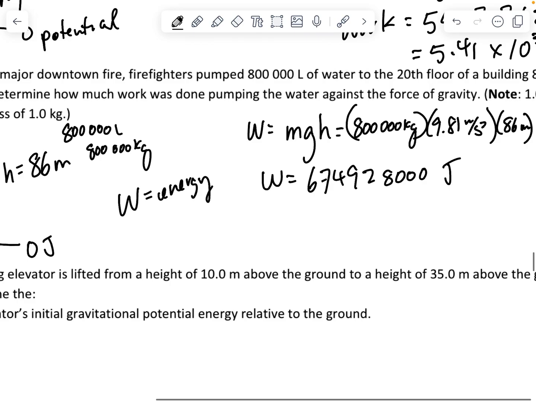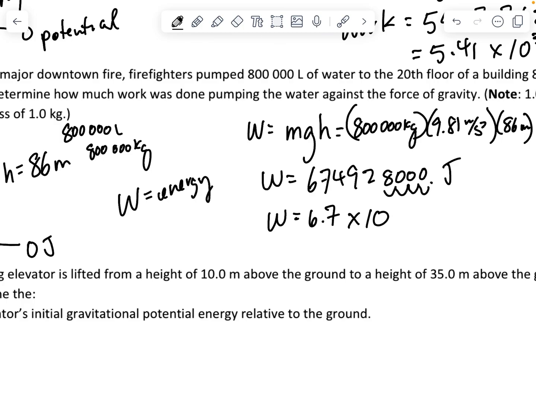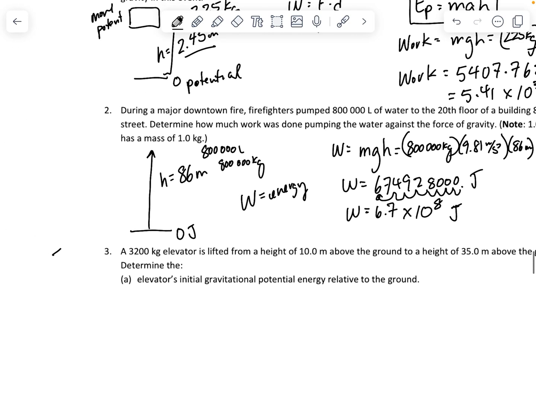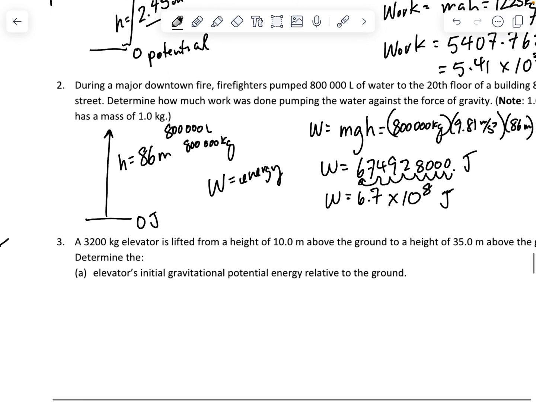I only have 2 sig digs, so my work is going to be 6.7 times 10 to, and I take my decimal, it goes 1, 2, 3, 4, 5, 6, 7, 8 spots. So times 10 to the 8 joules of energy, and that's the worst J you've ever seen. So let's do that. Slightly better. Okay, so you can sort of see the connection between the work being done and the energy change.